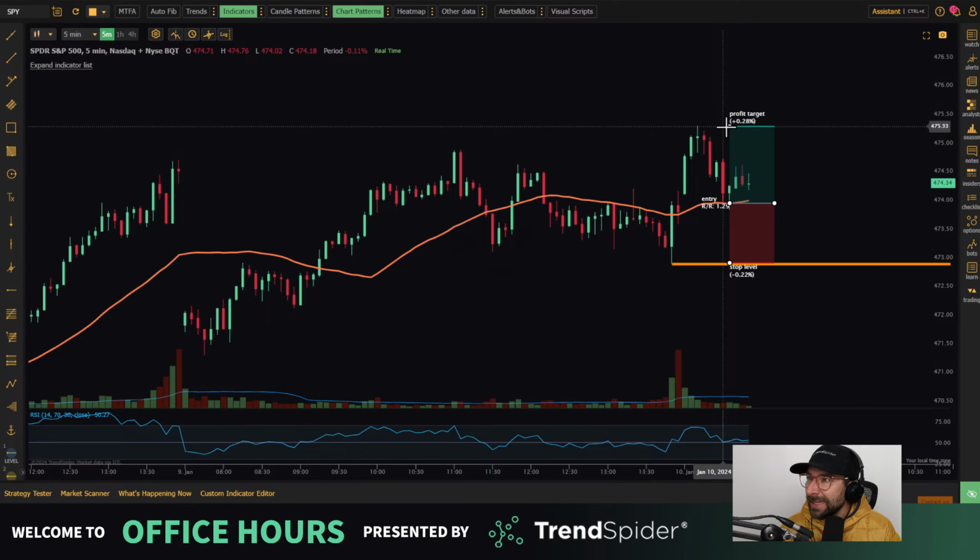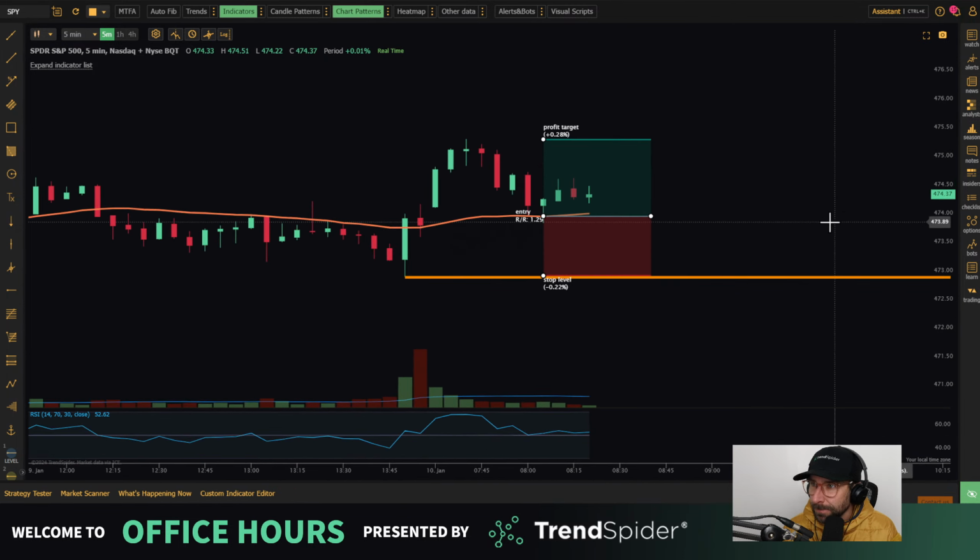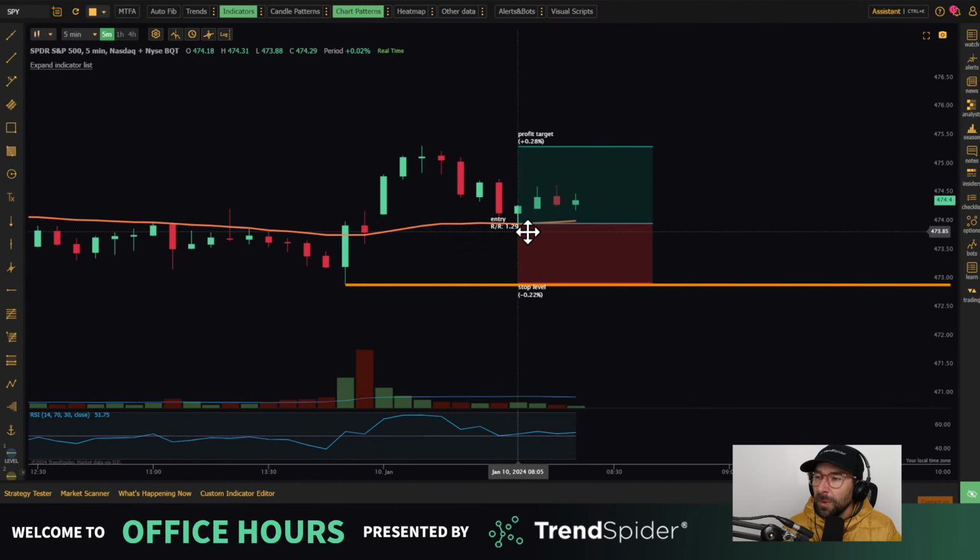Well, let's say I think that I want to get out if we make a new high. Well, what we find out when we utilize the draw position tool is that this trade has a 1.29 R value. That means that I'm risking $1 essentially to make 29 cents. Now, that's not a very high R ratio.